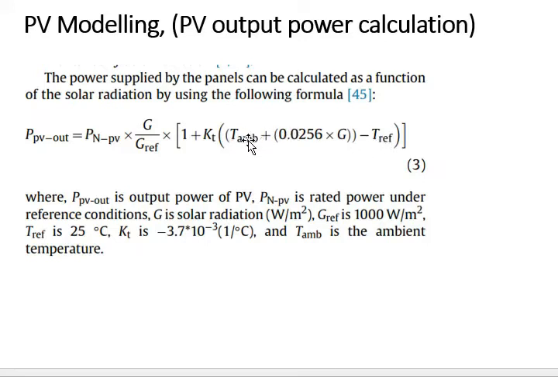So the total cell surface temperature minus the T reference causes the decrease of the power. In most cases this coefficient is 3.7 into 10 power minus 3, in some cases 3.9. This depends on the model of the PV module that you are using, so it is better to take it from the data sheet of the PV module. That's the percentage per centigrade, the derating power factor. So that's all about the PV modeling.